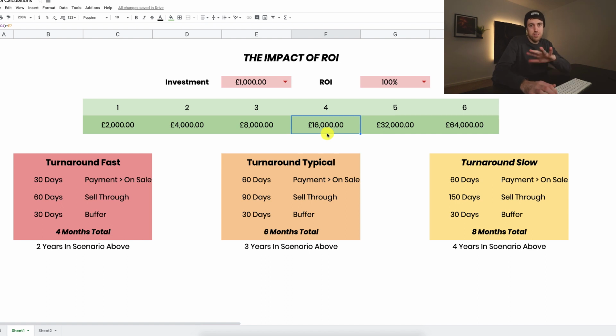And so what I wanted you to see just quickly in this video before we move on to how to improve your return on investment calculation is the difference it makes, right? So with just a £1,000 investment over these 6 investment cycles, if we were to increase this to 150%, you see how big of a difference it makes over these 6 investment cycles.